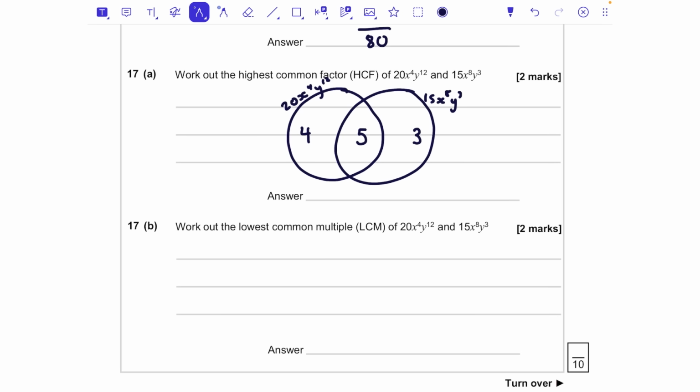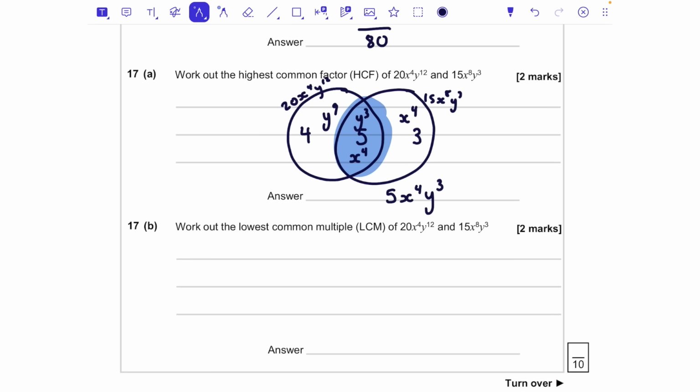With x, we can put x to the power of 4 in the middle and then we're left with x to the power of 4 out here. When we times them, we would add the powers. And then with y, we've got y cubed in the middle, and we can put y to the power of 9 out here. So our highest common factor is everything in the middle multiplied together. It's the biggest thing that fits into both, 5x to the power of 4 y cubed.